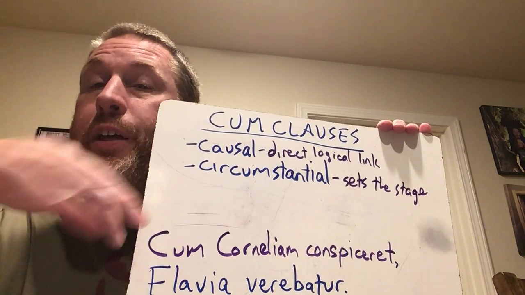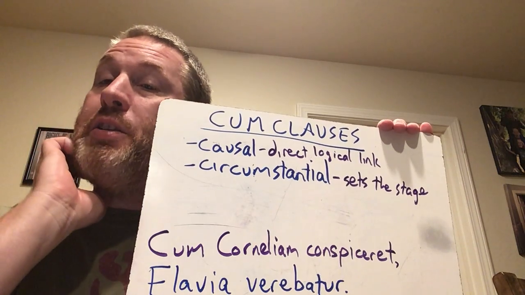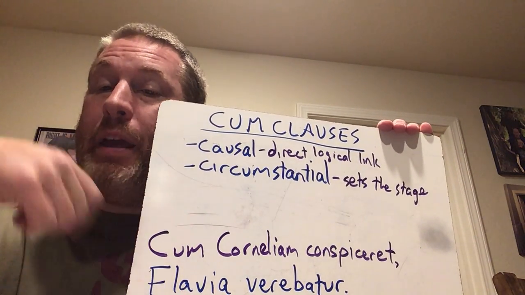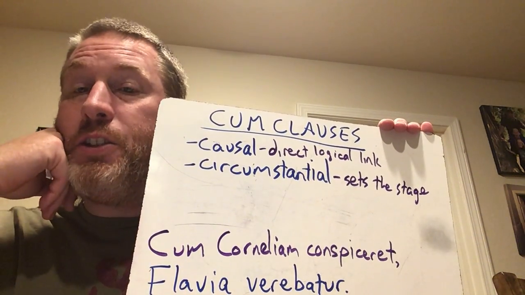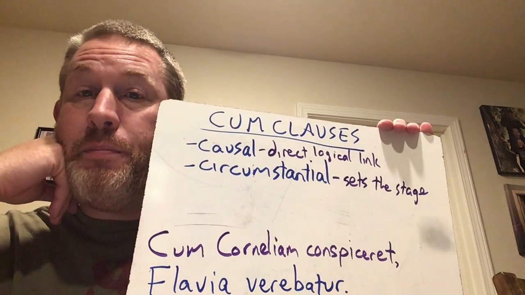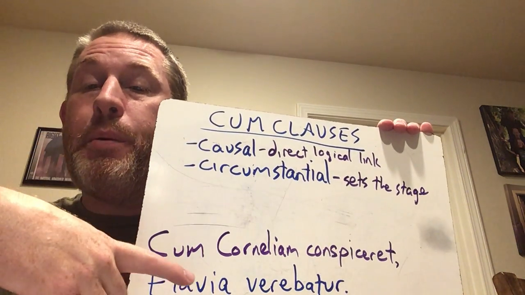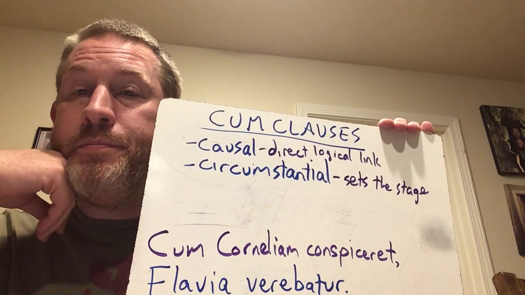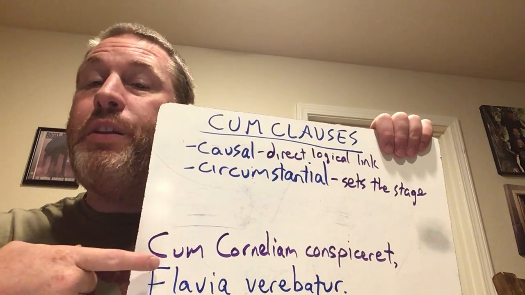Now, Flavia was fearing can exist on its own. That's a main clause. Subordinate, main. Subordinate can't exist on its own. It's not really real. What we're really reporting is this right here. This is cum causal.